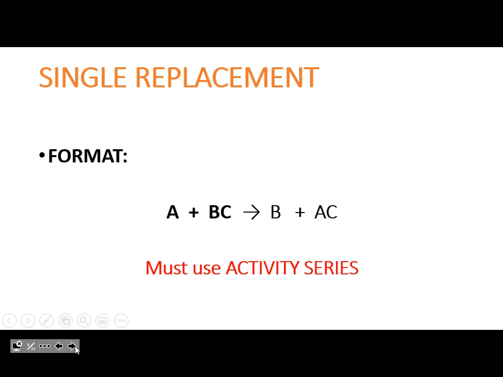We must use the activity series to see if element A has enough activity to remove element B. All right? So element A has to be higher on the activity series than what element B was.